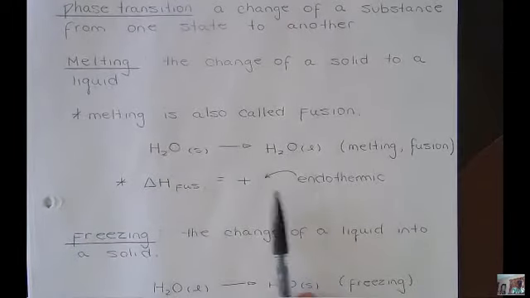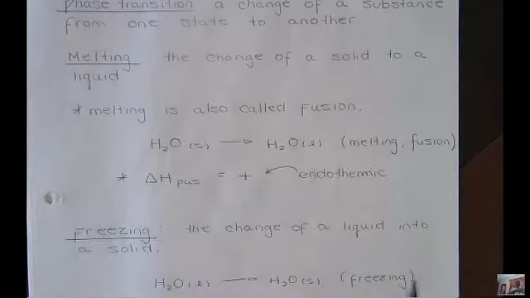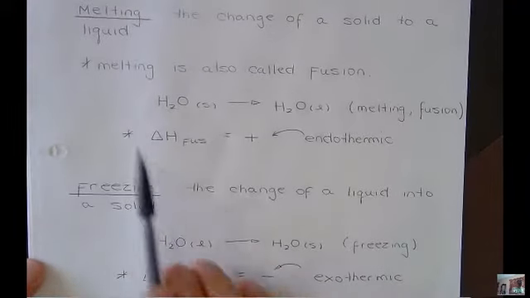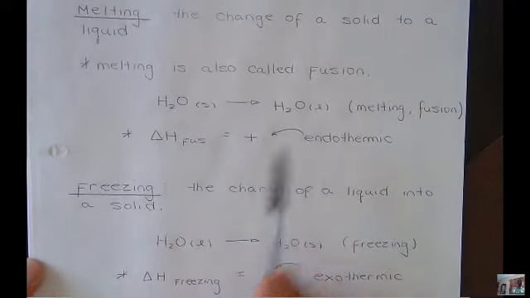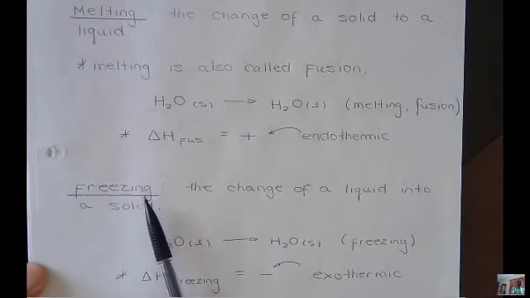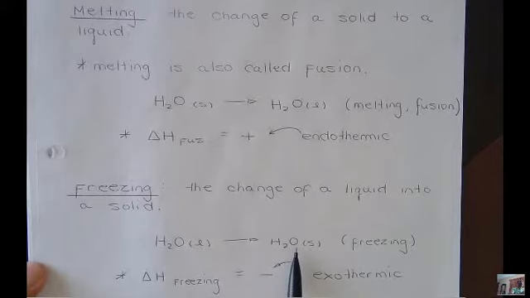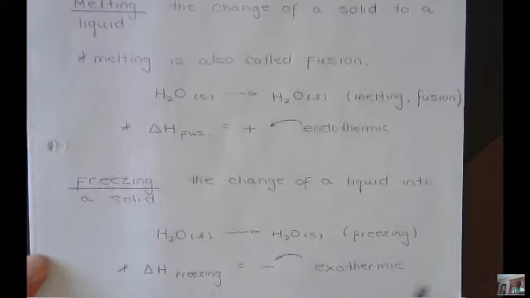And the technical word for the negative value is going to be exothermic. So that's what freezing is going to be, and we'll talk about that down here. So melting is this direction. Let's talk about freezing. Again, equal in magnitude, opposite in sign. The change of a liquid into a solid. Here's the chemical reaction. Water liquid goes to water solid. That process is called freezing.